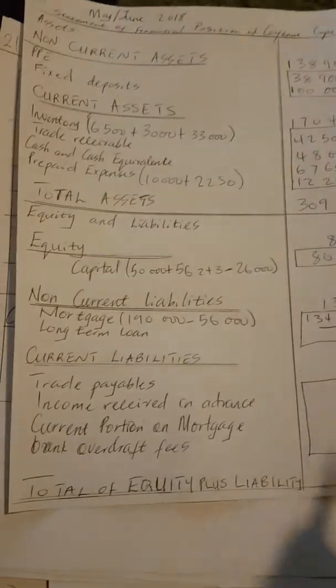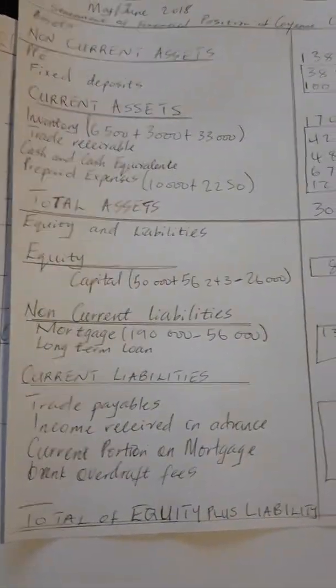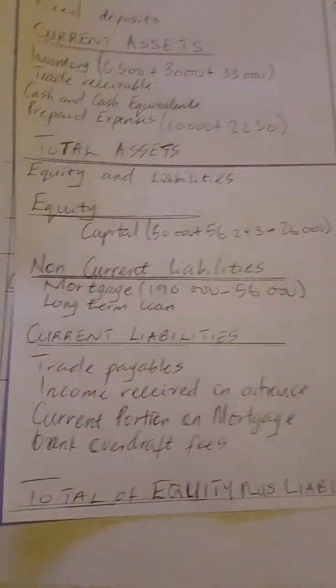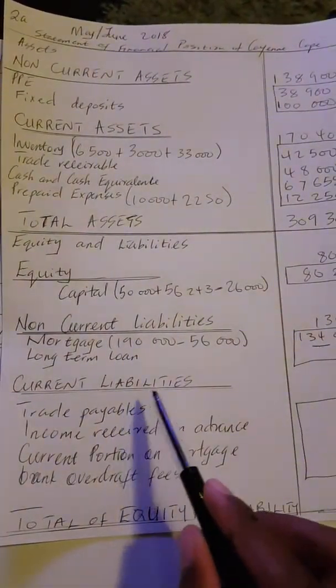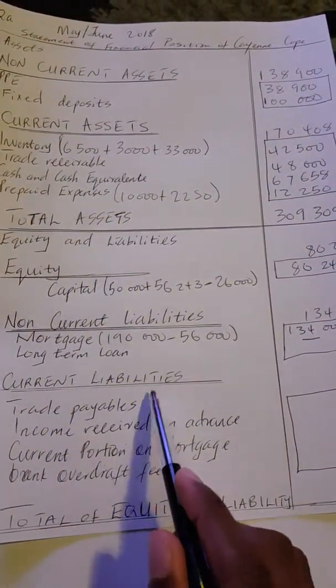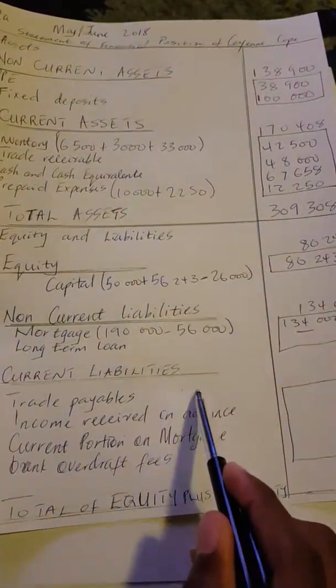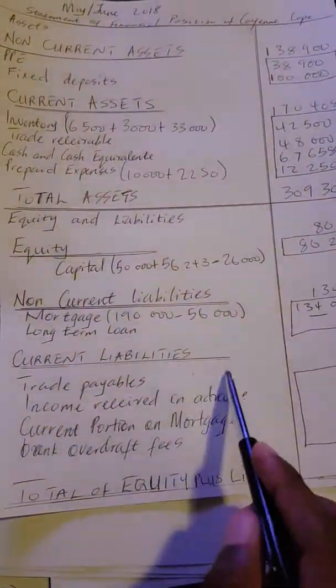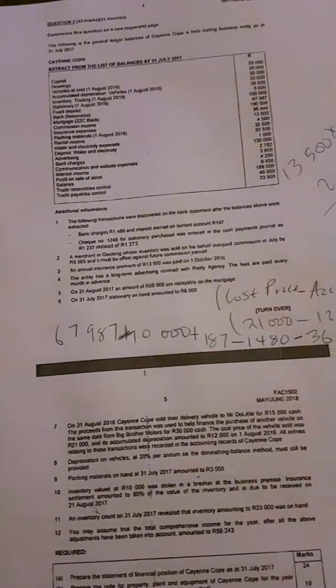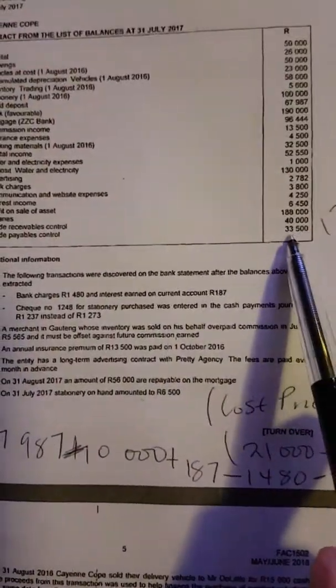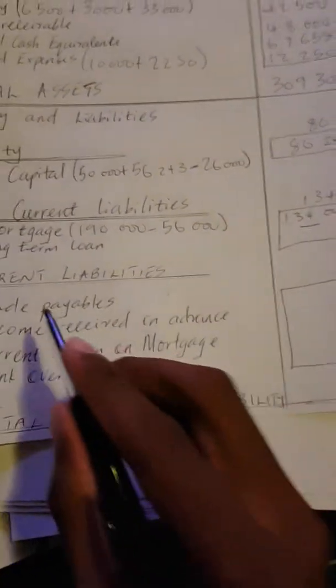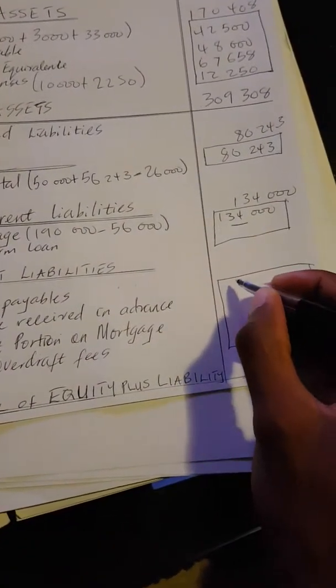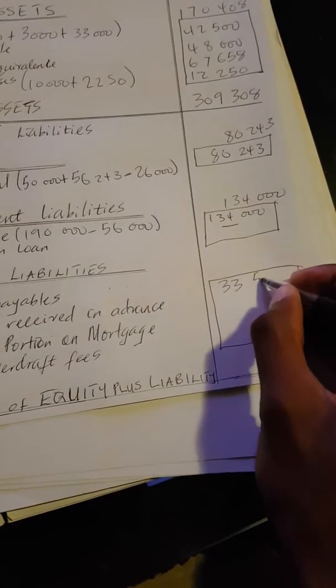So let's move to the current liabilities. We have trade payables. How do we calculate the trade payables? To calculate trade payables, it is the trade payable balance or creditors control balance plus the accrued expenses plus the finance cost. In our situation, it seems like we don't have the other items. We only have the trade payable balance. The trade payable balance is 33,500. So your trade payable is 33,500.